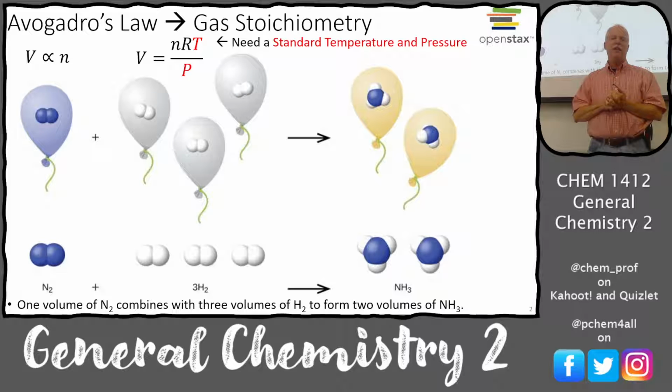And so this is what we see in terms of our volumes. If all of our balloons are 1 liter balloons, say, and you have 1 liter of nitrogen, you can mix it with 3 liters of hydrogen and make 2 liters of ammonia. Okay. And so we could do stoichiometry with volumes. We could do stoichiometry with pressures, and we'll do partial pressures next. But Avogadro's law lets us tie that down to particular molecules and particular moles of molecules.